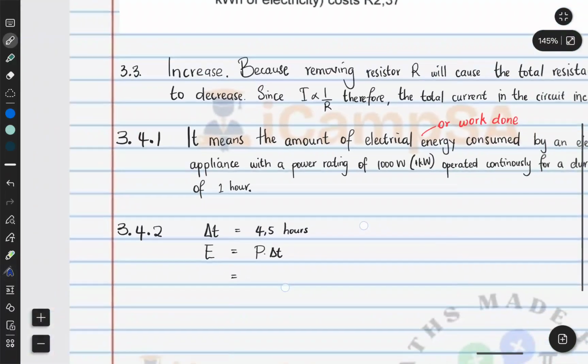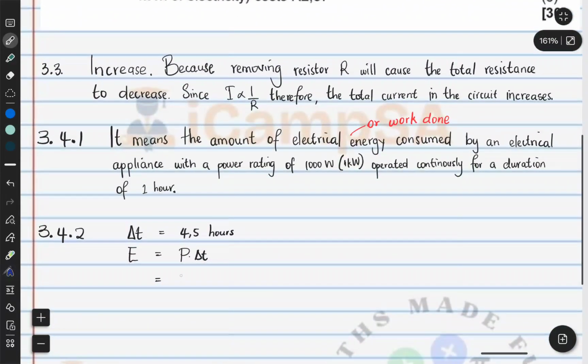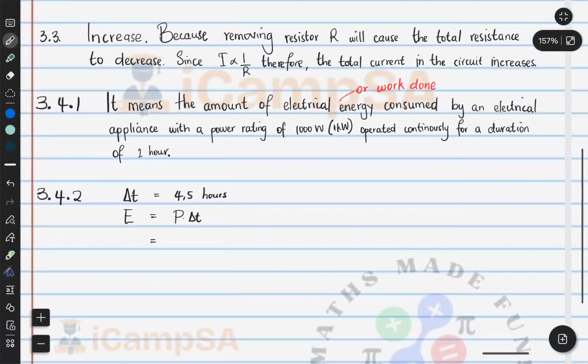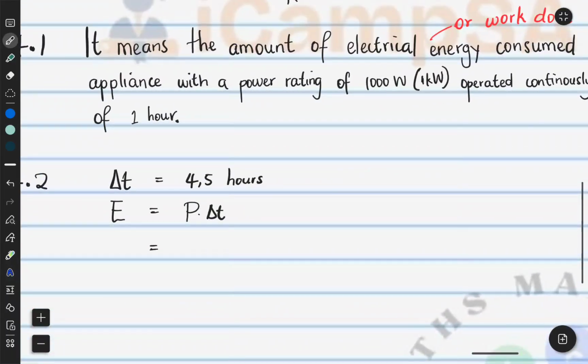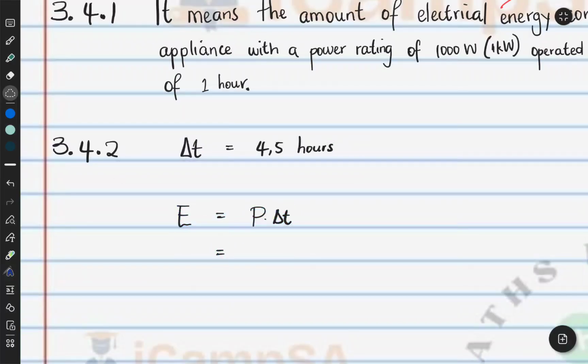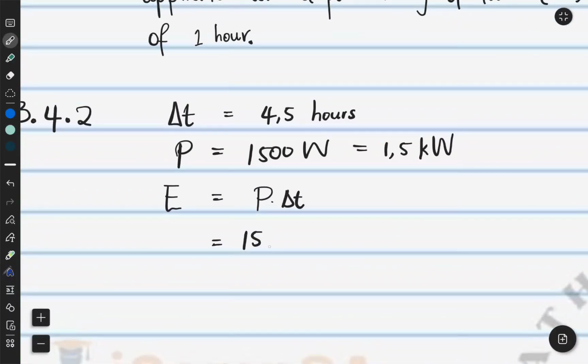Now, what is my power rating? Power rating is 1,500 watts. But since once we start calculating costs, even our power must be in kilowatts, we must convert this power to kilowatts. So my power is 1,500 watts, which is equivalent to 1.5 kilowatts. Remember, watts to kilowatts we divide by 1,000. And then we substitute 1.5 instead of 1,500, times my number of hours, which is 4.5.